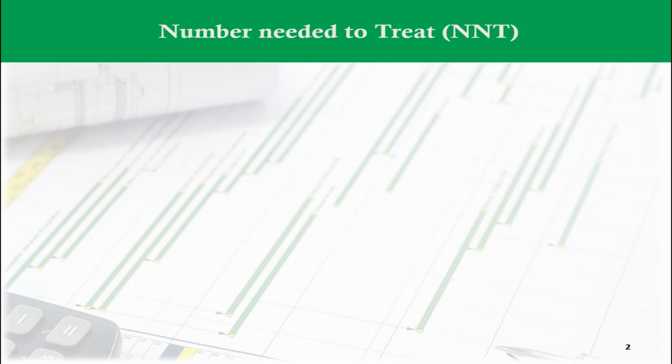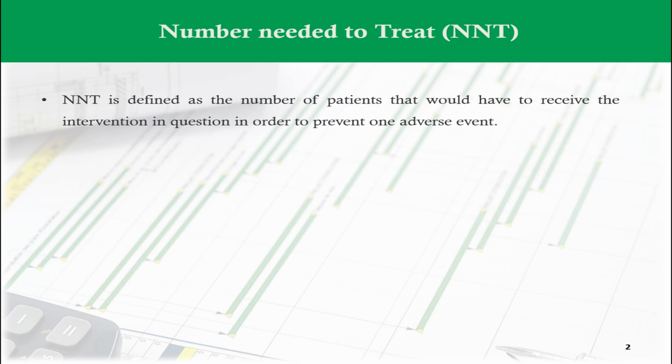Number needed to treat, NNT. The number needed to treat is a popular way of demonstrating the effectiveness of a treatment. NNT is a derived statistic that tells us how many patients must receive a particular treatment for one additional patient to experience a favourable outcome, such as treatment response.